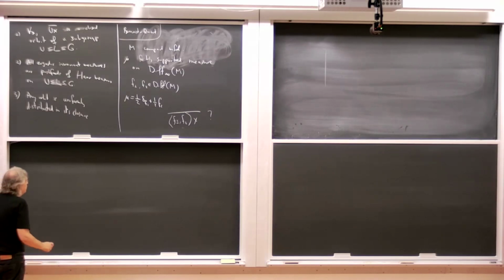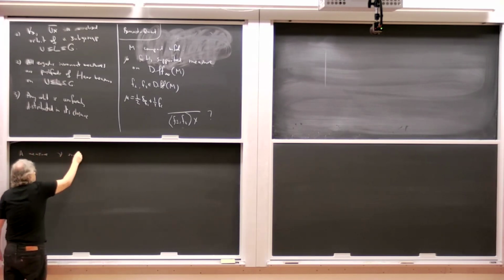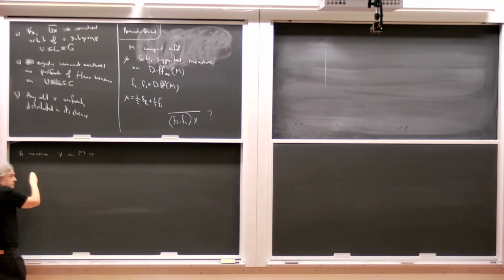And so you define a measure, let's say nu on M, it's called stationary.